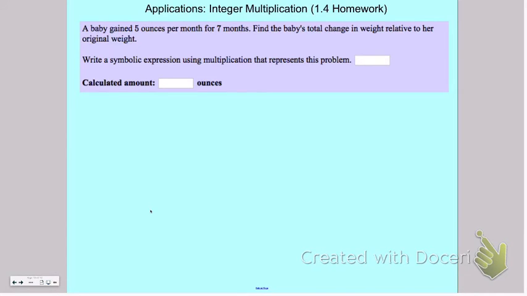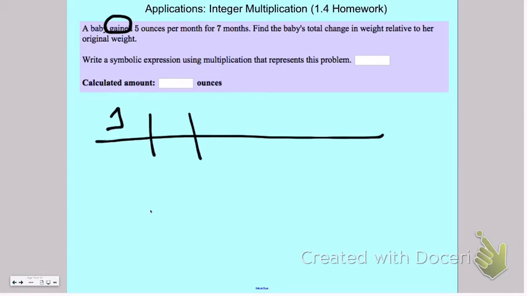Find the baby's total change in weight relative to her original weight. Now, in this case, drawing a picture doesn't really make sense, but I can still kind of use a chart to represent my problem. So, first of all, I see the word here, gained. So because she is gaining weight, I know that that's going to be a positive number.